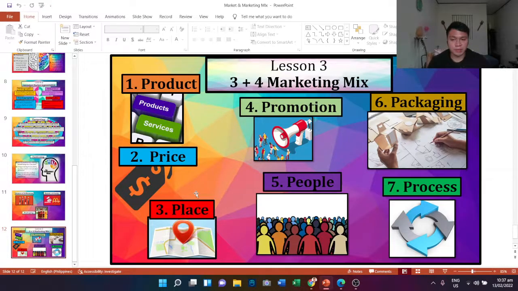That's the product. Now let's go to price. When we talk about prices, the price of your product, why is it a marketing factor? Because that's one thing that customers look into, right?